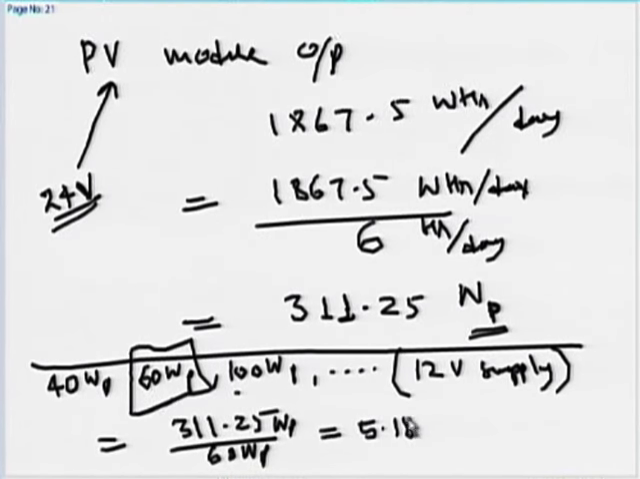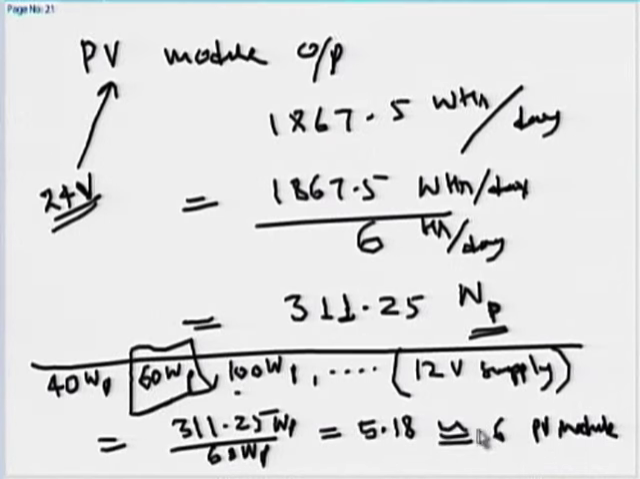You get 5.18 modules. Now, you have to take an even number, because you are connecting 2 in series. So, then you take approximately 6 PV modules. The 6 PV modules of 60 watt peak, that is 360 watt peak, will give you sufficient power.